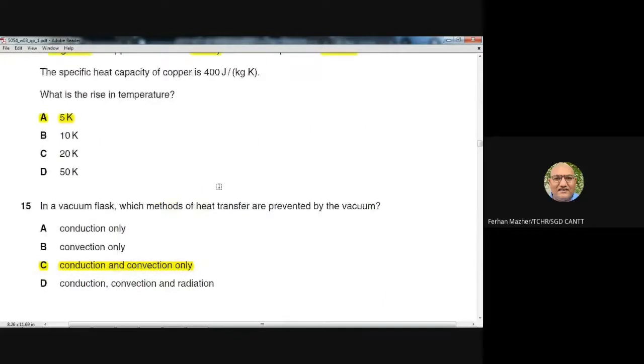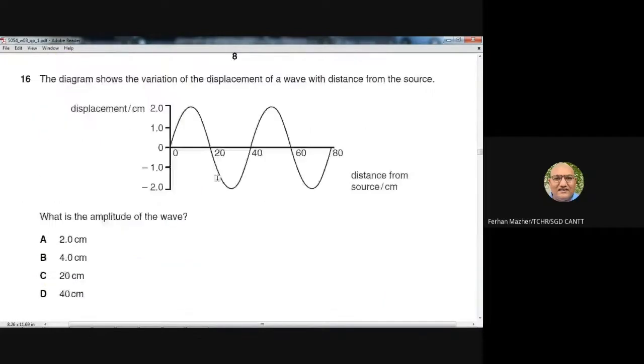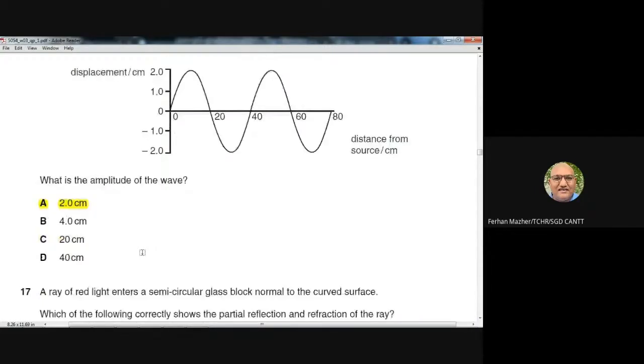Okay, so the next question is showing up on your screen. The diagram shows the variation of the displacement of a wave with the distance from the source. And what is the amplitude? You see this is the displacement distance graph. From this graph, I can tell the wavelength, and from this graph, I can tell the amplitude. The amplitude is the maximum height from the mean position of the wave, or the depth of the wave from the mean position. So clearly the amplitude is 2 centimeters. So A is the choice. Question number 16, A is the right choice.